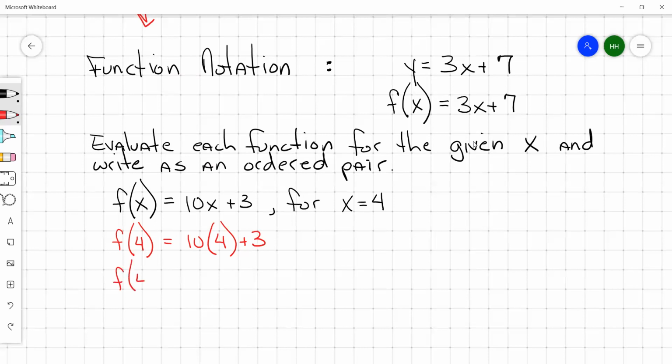So your function of 4 is equal to, what's 10 times 4? Plus 3, 43. Now you've got to write it as an ordered pair. So look, what was our x value in this? It was 4. What was our output? What was our range? When we put a 4 in, what came out? 43. This is it in function notation. This is it as an ordered pair. What this means is when I put in a 4, I got a 43. That's how function notation works. It allows you to always determine what your input was for a given output value.